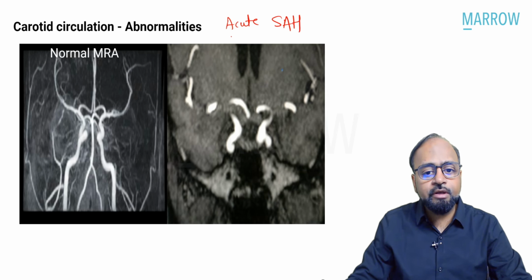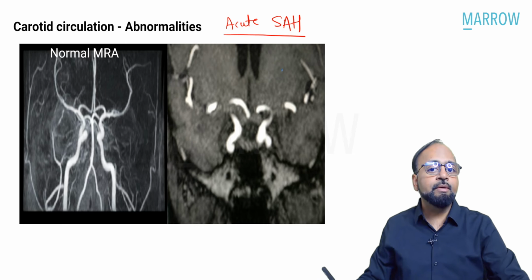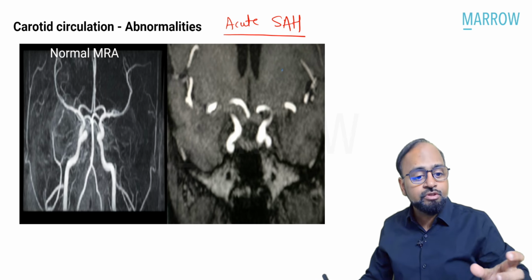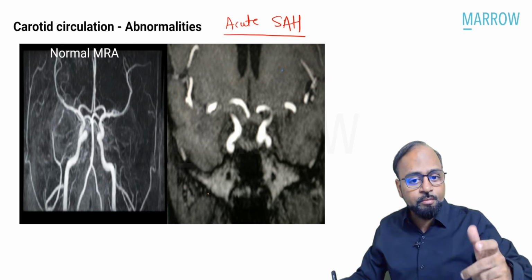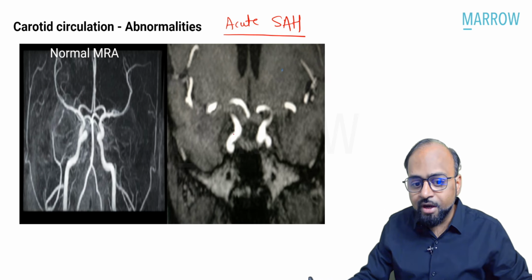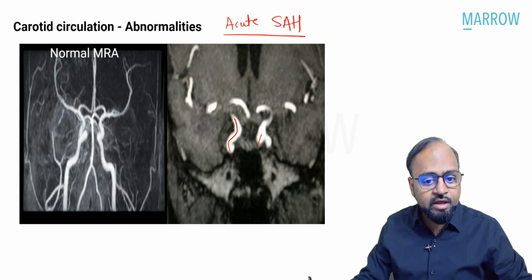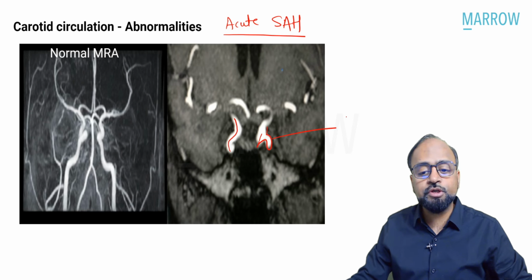subarachnoid hemorrhage. And in a case of acute subarachnoid hemorrhage, we were trying to find out whether there's any underlying cause. So this is not a complete reconstructed angio image, but this is a post-contrast MR angio where you could see a part of the right internal carotid artery there, but on the left side, there is an outpouching coming from the internal carotid artery. So what is this outpouching? This is nothing but a left internal carotid artery aneurysm.